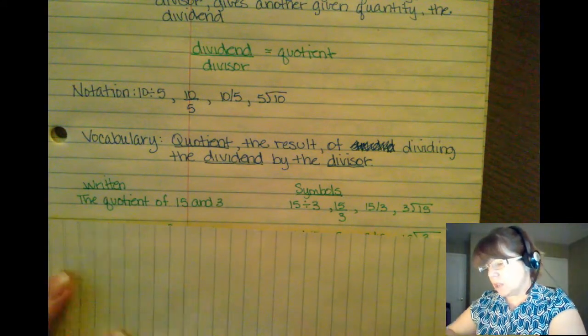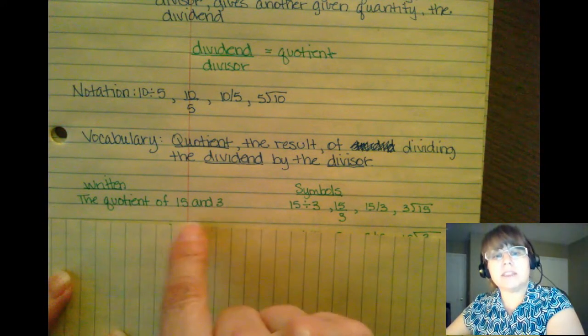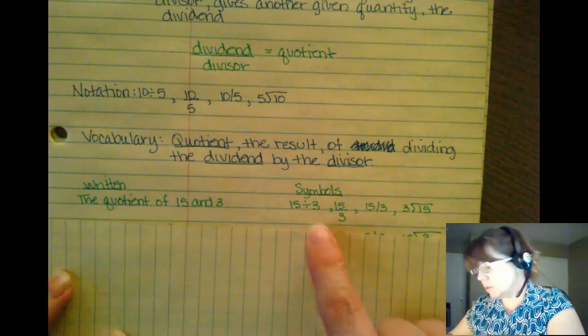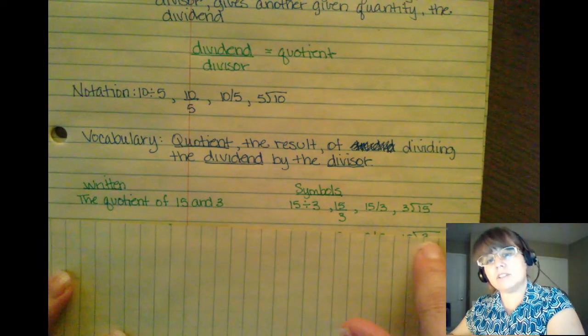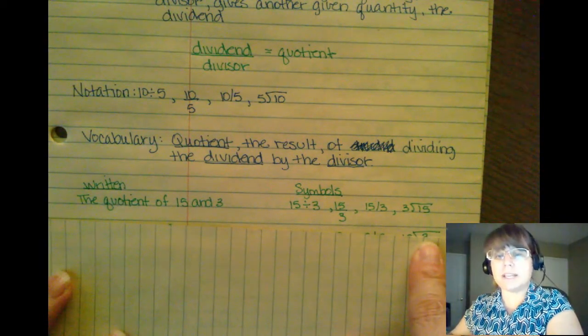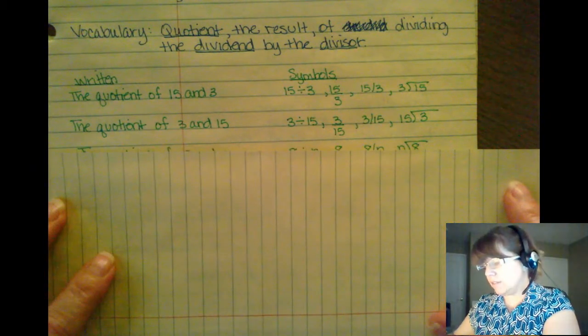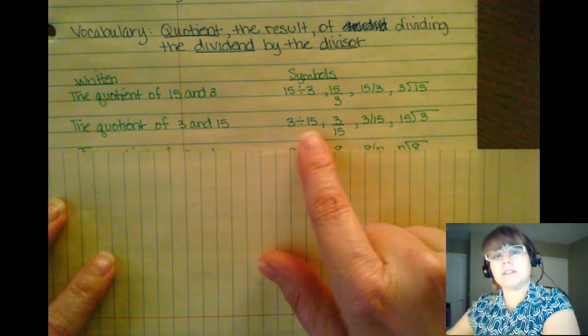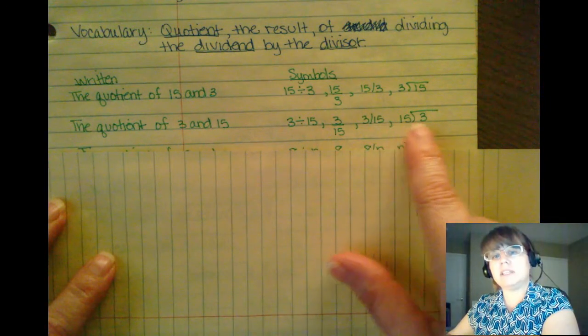So, if we're talking about writing it out, the quotient of 15 and 3, in symbols, would be 15 divided by 3. Remember, we have multiple ways of writing out a division problem. The quotient of 3 and 15: 3 divided by 15, 3 over 15, 3 slash 15, and 15 into 3.